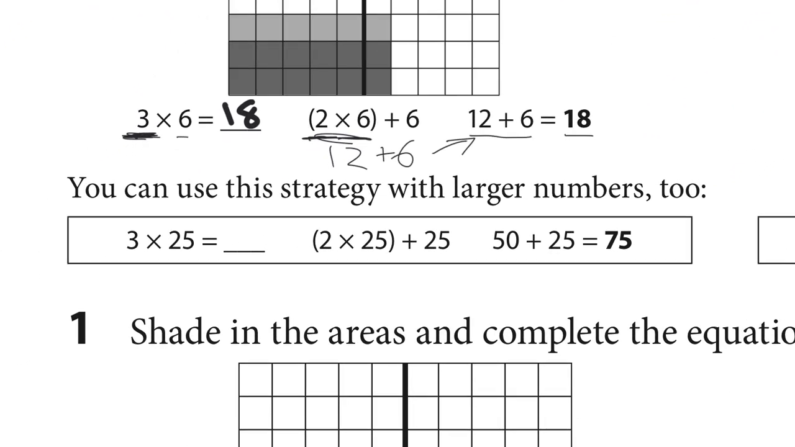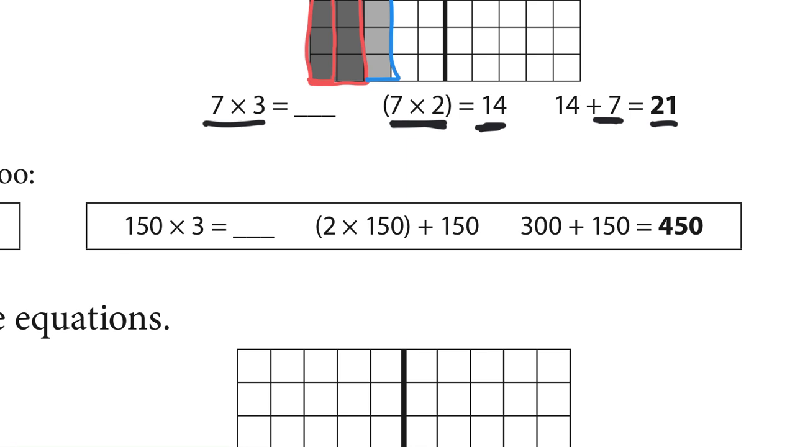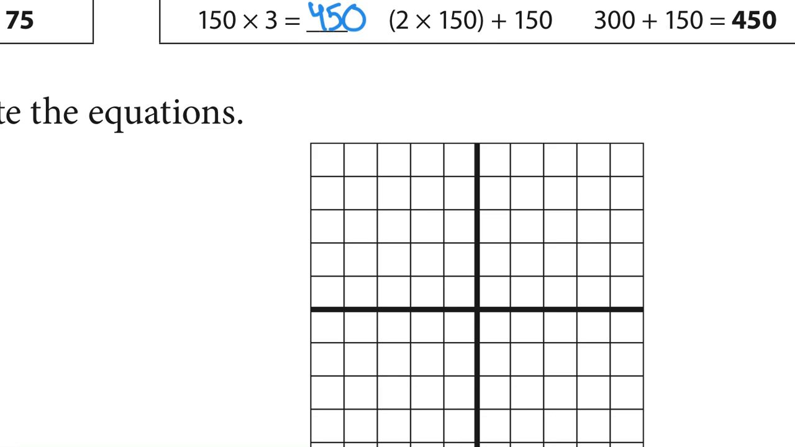Here's an example of using it with larger numbers. If you're going to take 3 times 25, well, once again, here's a 3. So let's just double the 25. That gives us 50. Add one more 25 is our 75. That's one way that we could do a 3 times something equation. Same thing over here. I see another 3 right here. 3 times 150. Well, let's go ahead and double 150. If you do that, you would have 300. Add one more 150 to it. That's how we get our 450. This is a doubles fact. Doubles, then add one more, okay?